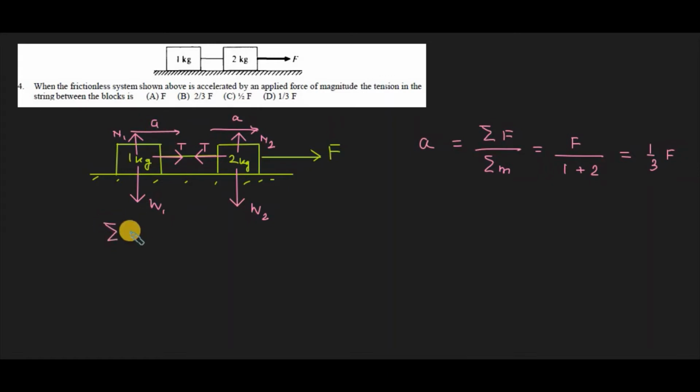So here, summation of F along the x direction, according to Newton's second law of motion, equals mass times acceleration. The net force along the horizontal direction is T. Since there is no friction, it's represented here as a frictionless surface, so we don't have to consider any frictional force. So T equals mass, which is 1, times the acceleration already computed here, 1/3 of F. If you substitute here, you'll get 1/3 of F. That means T equals F by 3. The option is D.